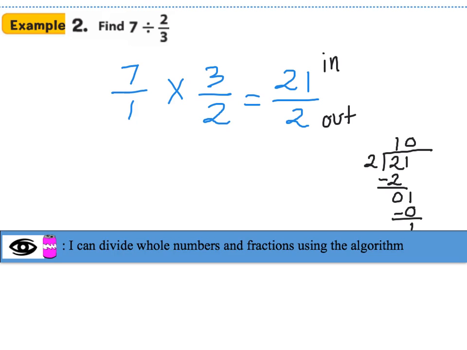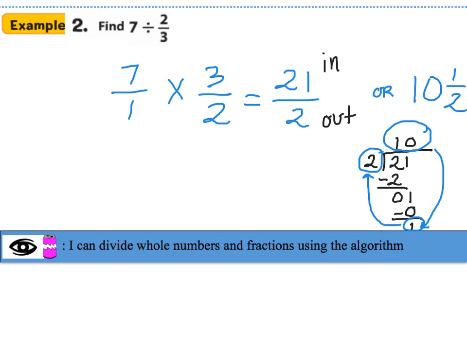So 10 will be my whole number. 1 is going to be my numerator. And 2 will be my denominator. Therefore, your answer can be an improper fraction, 21/2, or a mixed number, 10 and 1/2. Yay!